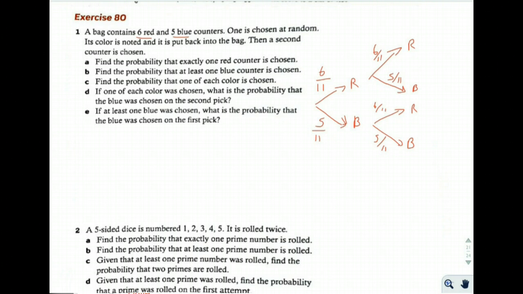Find the probability that exactly one red counter is chosen. Okay, so let's see. Which of these events is one red counter chosen? It would be choosing a red counter and then choosing a blue counter. It would be choosing a blue counter and then choosing a red counter. But the other paths are either choosing 2 red or 2 blue, so they don't count.